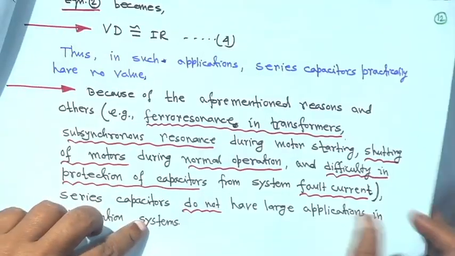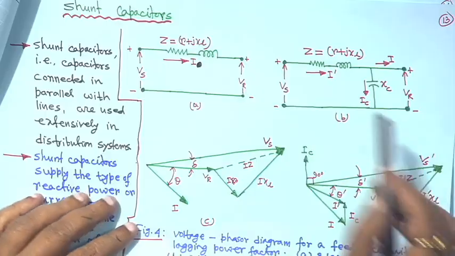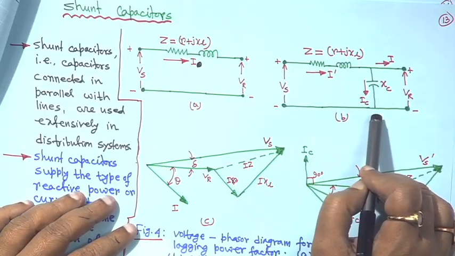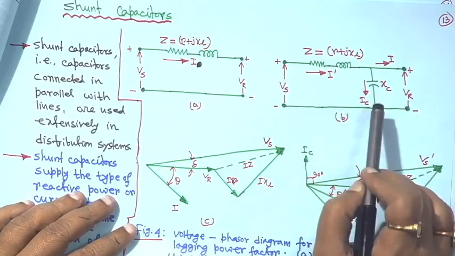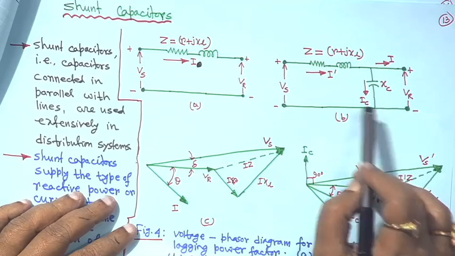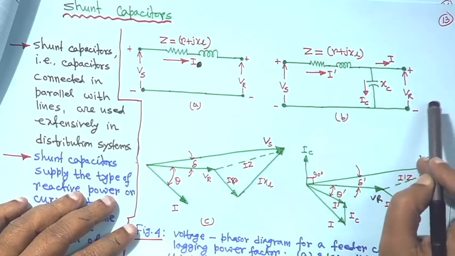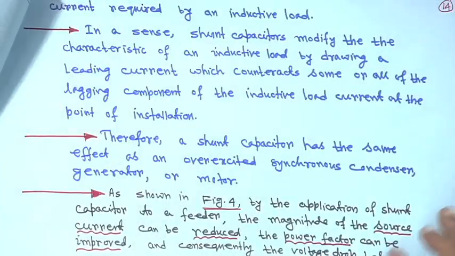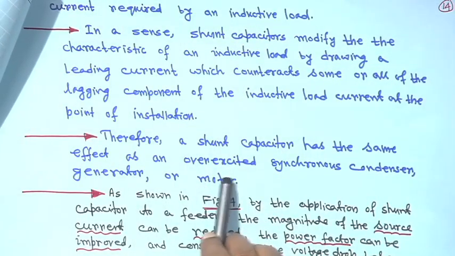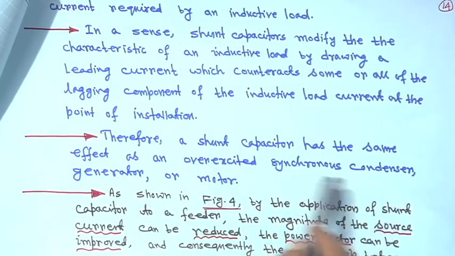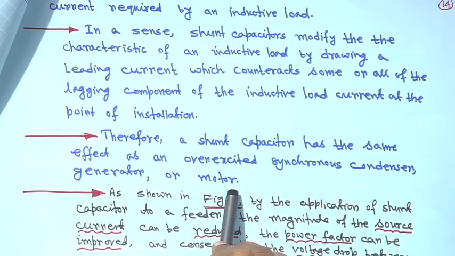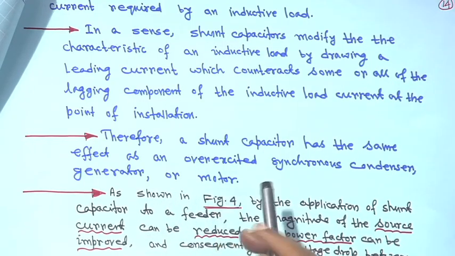If you look at the diagram, this capacitor is connected, and as it is drawing leading current, it is compensating some of the reactive load at the receiving end. Therefore, a shunt capacitor has the same effect as an overexcited synchronous condenser, generator or motor, right, the effect is similar.